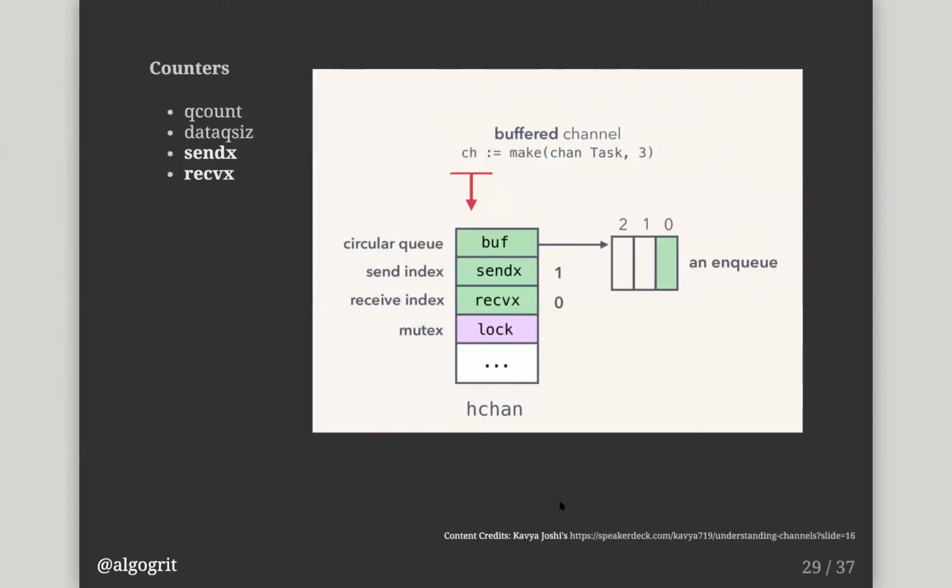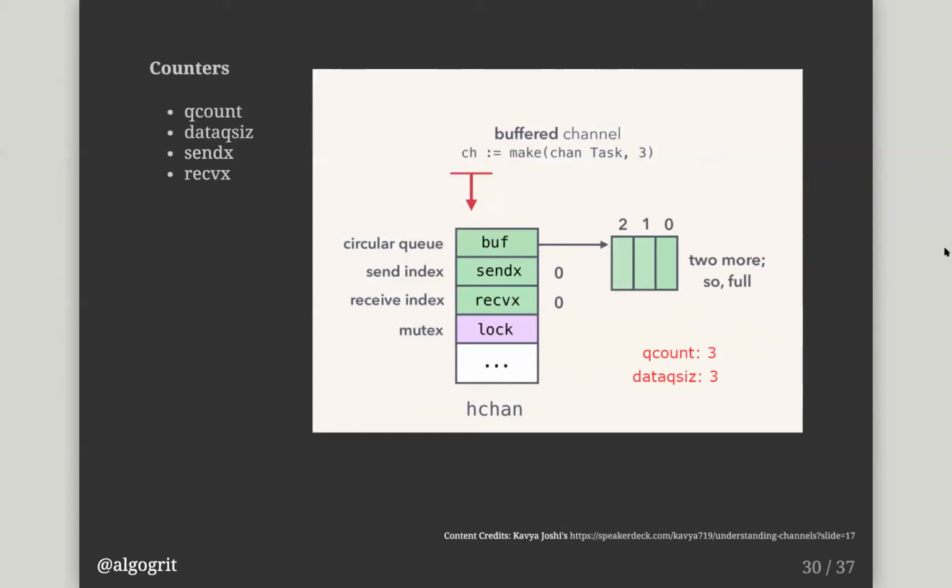And now send X becomes 1, and the next Go routine which tries to send to this channel will fill the slot 1. Let's say all the slots are filled up. So now again, all the indices are reset. They're back to 0, 0. But since queue count and data queue size have become equal, no more sending can be done on this channel. The channel would basically block on any subsequent send. This should be clear.